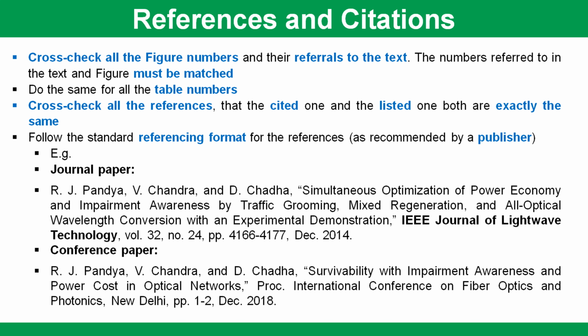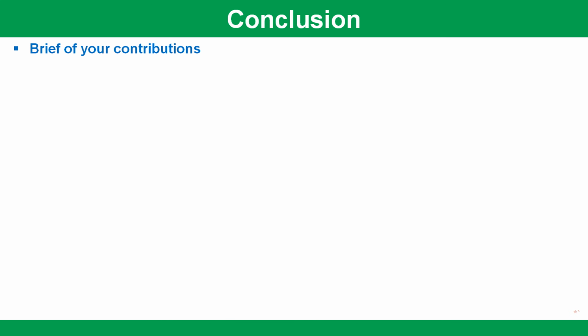For journal papers, conference papers, and other sources, adhere to the standard referencing format recommended by the publisher. Ensure accuracy in details such as author's name, title, journal or conference name, volume number, issue number, page numbers, and publication date. Crafting a compelling conclusion, summarizing contributions and significance, is important for any review or research article. Provide a brief overview of your contributions to the field.